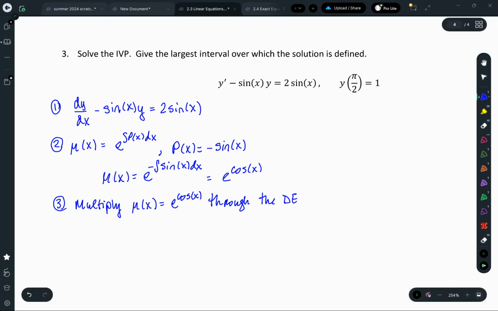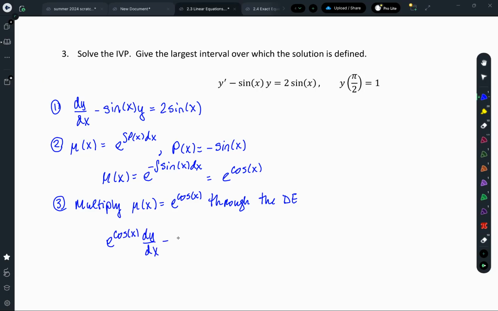And what we get is not dy dx. We get e to the cosine of x dy dx minus sine of x times e to the cosine of x times y is equal to 2e to the cosine of x times sine of x.